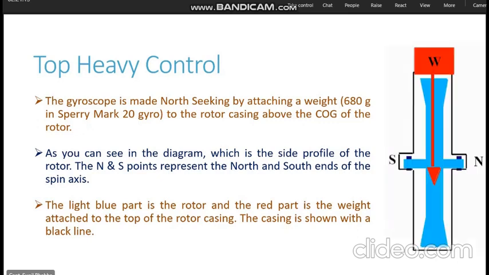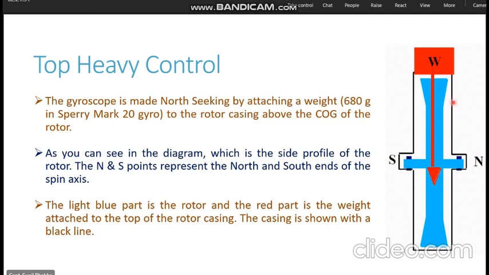Now we introduce one more part of the gyro compass, and that part is the casing. So as you see in this diagram, the light blue part shown in the diagram is basically the rotor as well as the spin axis. The north and south points represent the north and south ends of the spin axis. And this light blue part in the middle represents the rotor. It is the side profile of the rotor.